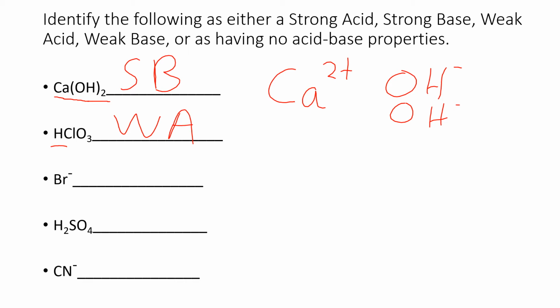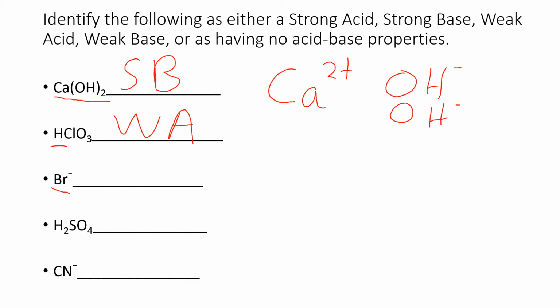We look at the next compound. Our next compound is bromide ion, Br minus. So here, if we go through our list, is it an acid? Well, I don't see an H anywhere in the formula, so probably not an acid. Do we see any ionic hydroxide in there that would make it a strong base? No, we definitely don't see hydroxide ion. So we can eliminate strong base. Now we're left with two. This could either be a weak base or it could have no acid-base properties.